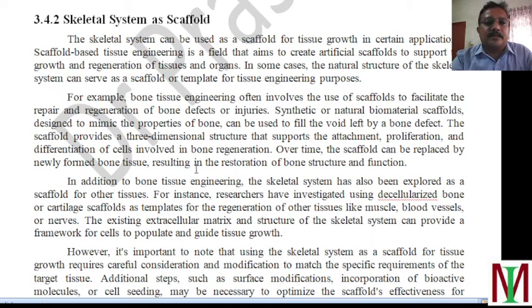Okay, skeletal system as scaffold, just like muscular system as scaffold. In the previous class video, I explained that we use hydrogels or other artificial scaffolds to which muscle tissues are added and grown, or even the muscle structure itself is decellularized, with cells removed, which gives the skeletal framework. To that, another cell is added, it grows and becomes a tissue.